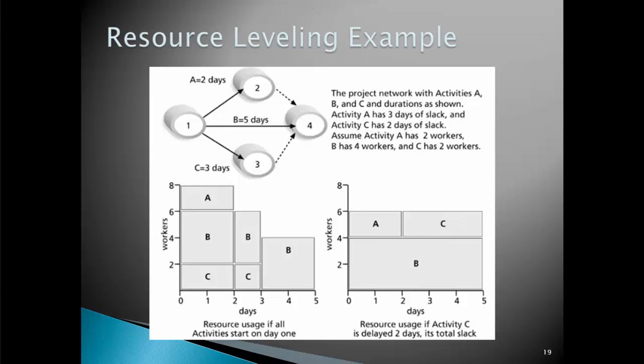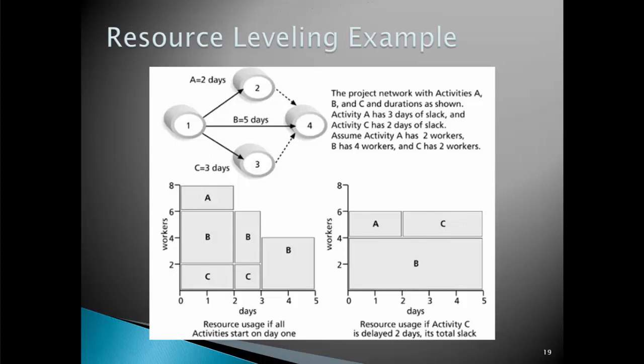To get to the next activity, I need to finish activities A, B, and C. Activity A duration is 2 days and it needs 2 workers. Activity B duration is 5 days and it needs 4 workers. Activity C duration is 3 days and it needs 2 workers. If we start all activities at the same time, I will need 8 workers for the first 2 days, then 6 workers for only 1 day, and then 4 workers for the last 2 days.